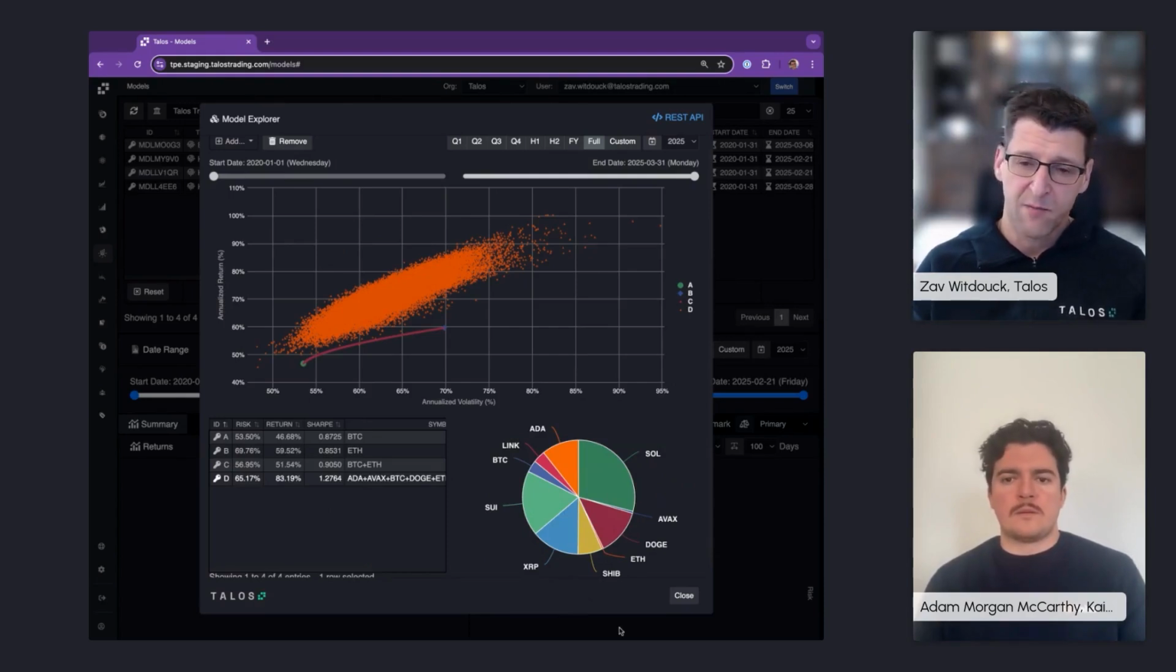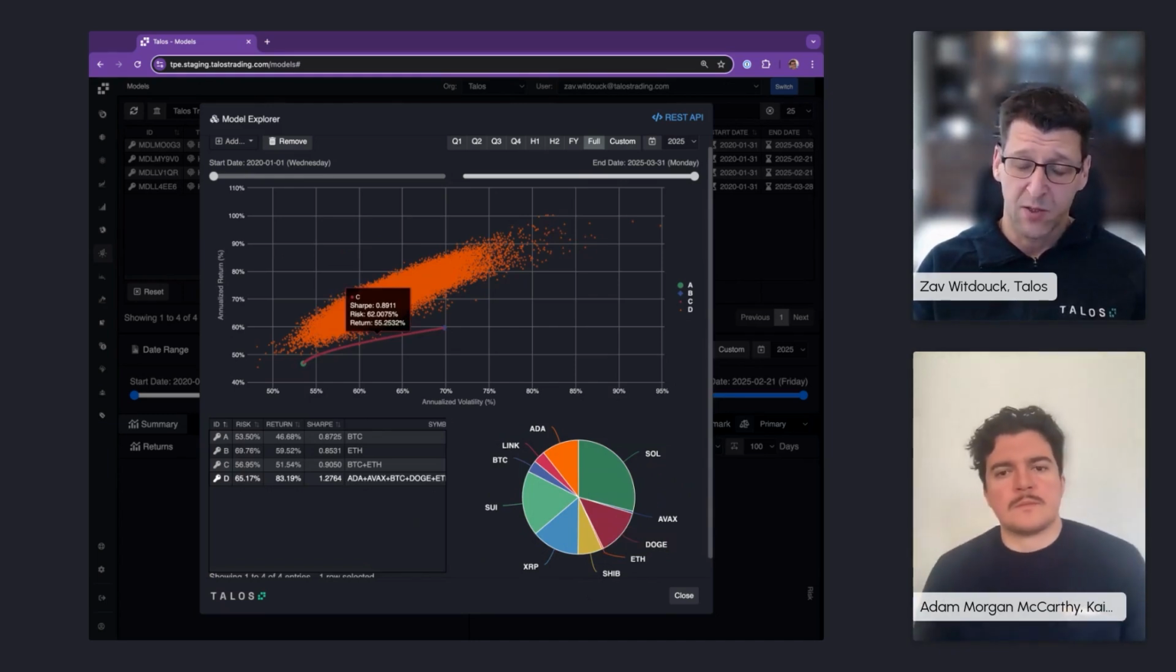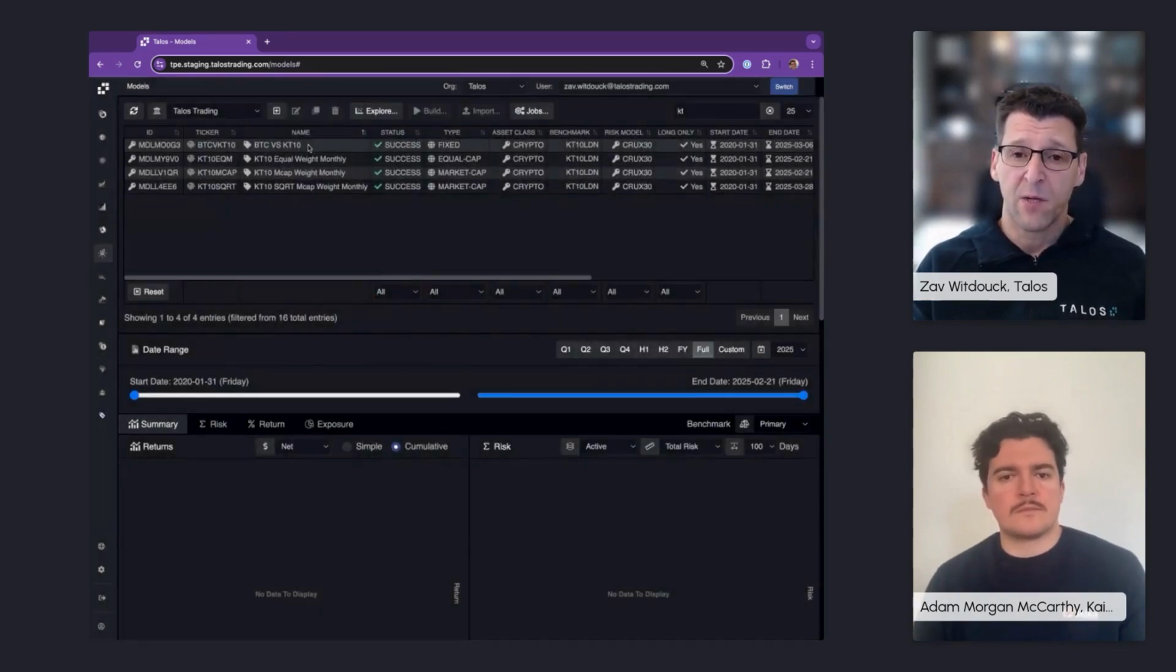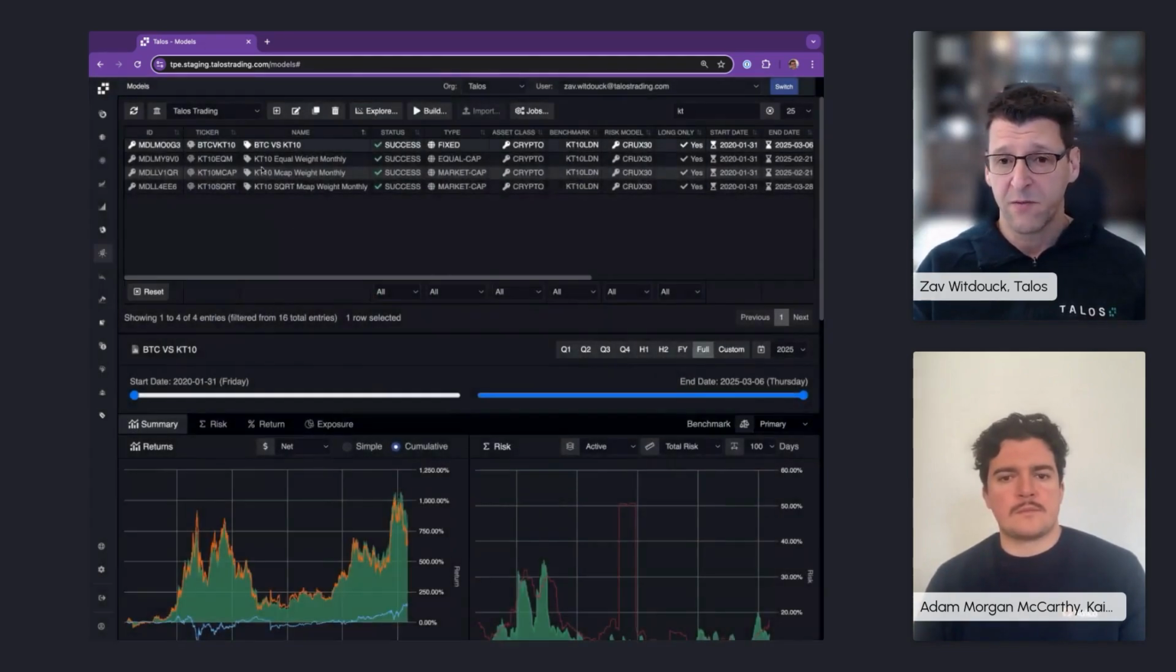Obviously, this analysis is really just looking at the choice of constituents, right? So you can say, well, does adding a particular name to an investable universe provide me a diversification benefit or not? I guess what we haven't really talked about is the actual KT10 index construction itself. And one of the things we've done here is we've generated a number of models.